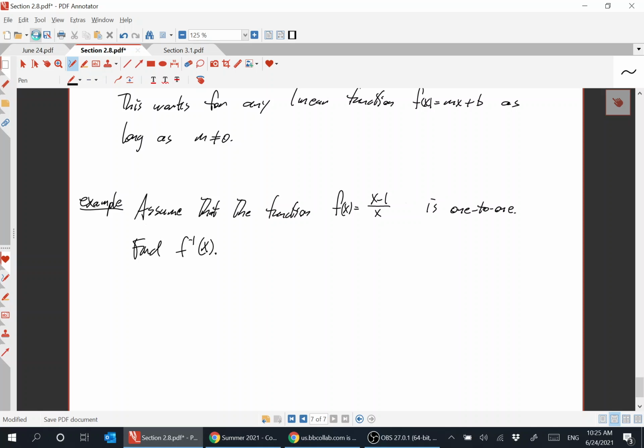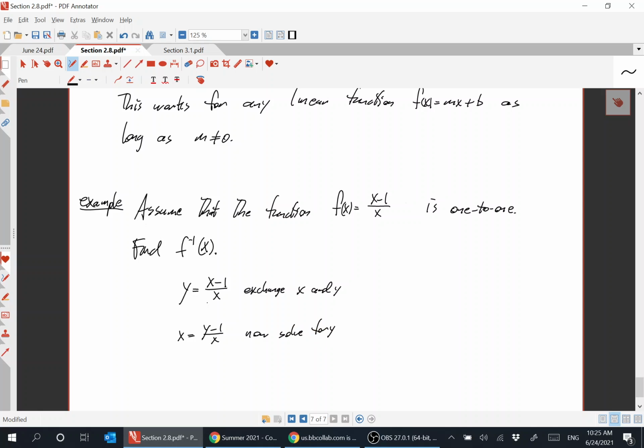So let's find f inverse of x. You write the equation y equals f of x, and you can exchange x and y now and then just solve for y. Why don't we do it that way? So let's exchange x and y first. You don't have to do that step if you don't want to. So x is equal to (y minus 1) over y, and now solve for y.